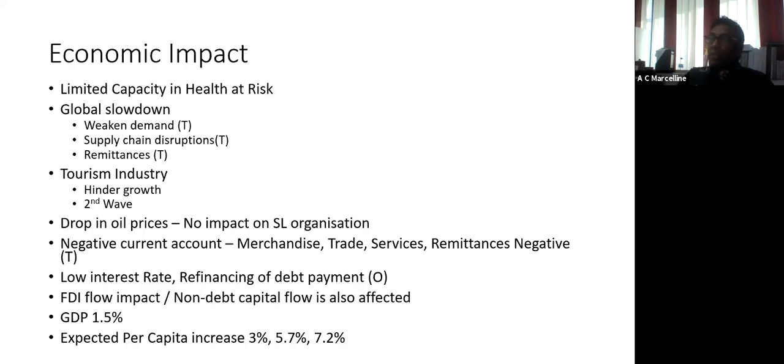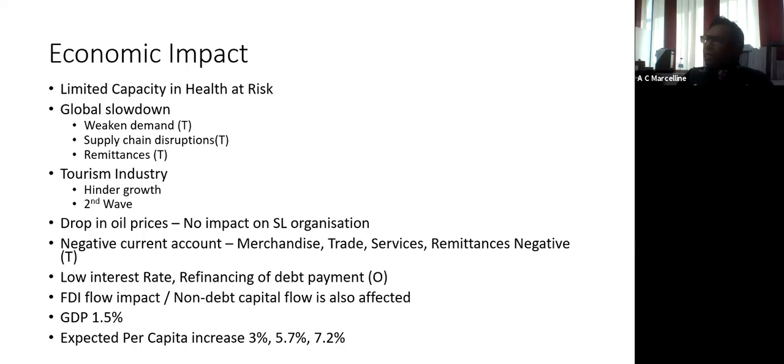So this is where the situation is, because we depend a lot on foreign nations. We depend on the Middle East for these jobs, and we depend on tourism from three major regions: India, China, as well as the European nations. So everybody's in trouble. We have the remittances issue. The tourist industry is worried about the second wave, as well as the hindered growth. So it's all looking negative here.